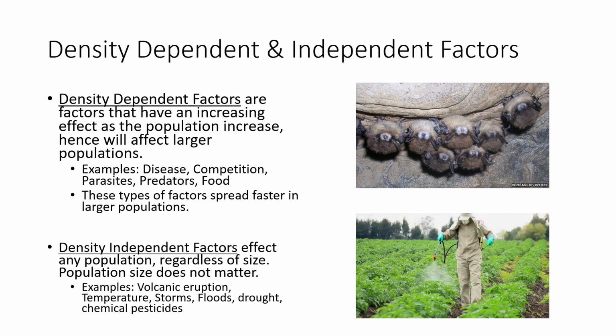Whereas a density independent factor, it doesn't matter what size the population is, it's probably going to affect it. So things like volcanic eruptions, temperatures, storms, drought, but also chemical pesticides. So like bacteria are affected by density independent factors. So our r-selected species are more affected by density independent factors because they're not sitting at that carrying capacity, whereas density dependent factors more likely affect K-selected species.